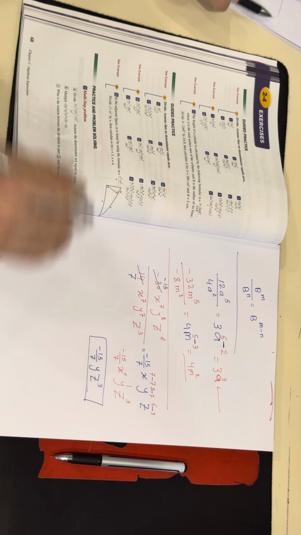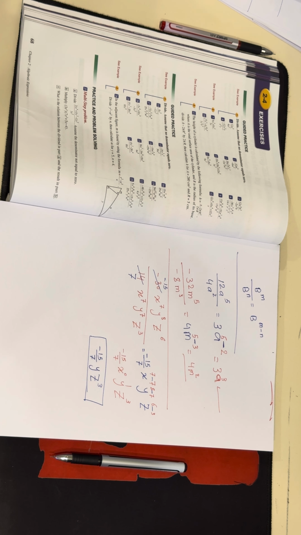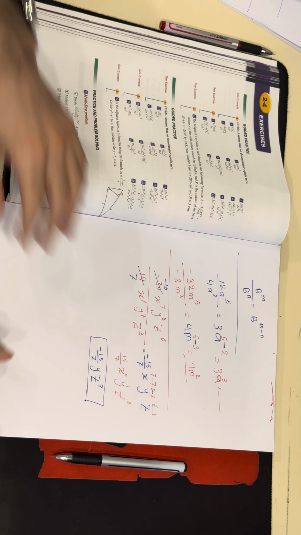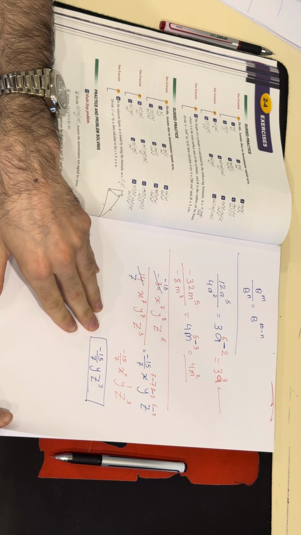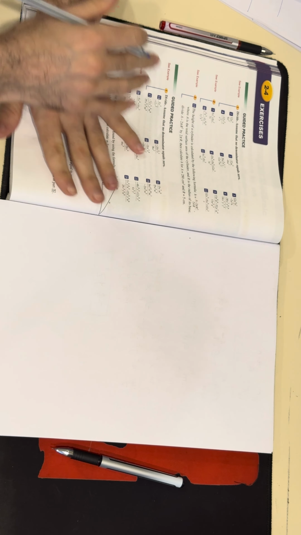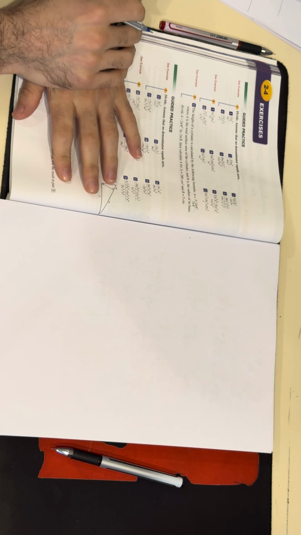Now we understand that when we have only one term, we divide it, then simplify. But what if I have two or three terms in the numerator? What should we do in this case? We still have only one term in the denominator.